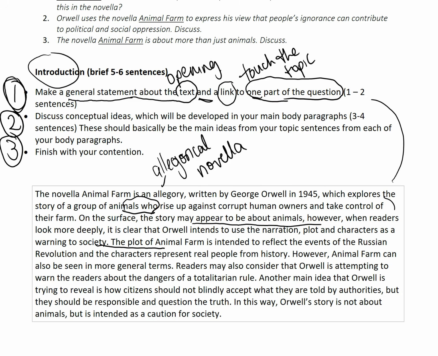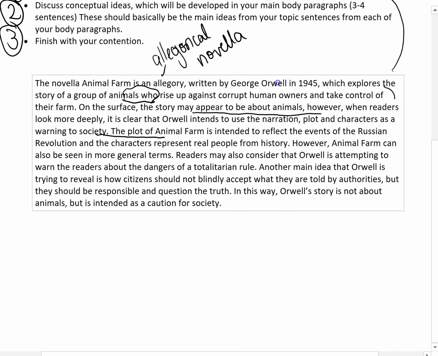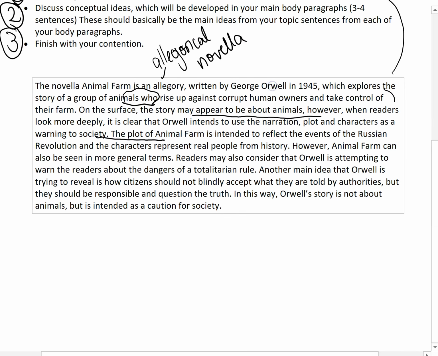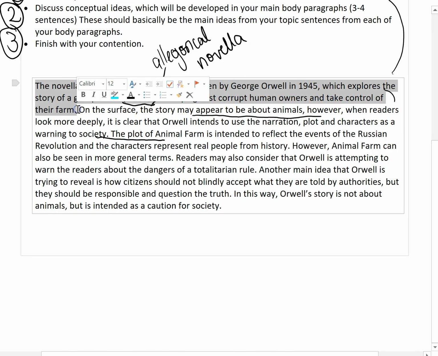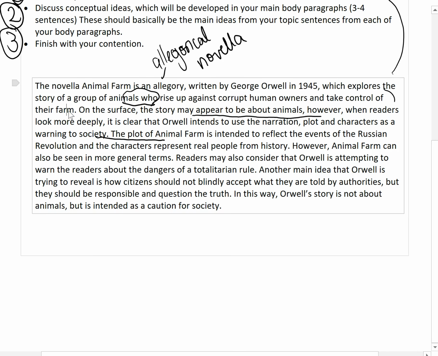And here in this one, and if you were in class with me this week, you will actually notice that I've changed this introduction to have it more fit the formula as discussed here. So the opening sentence here in this sample introduction goes like this. The novella Animal Farm is an allegory written by George Orwell in 1945, which explores the story of a group of animals who rise up against corrupt human owners and take control of their farm.